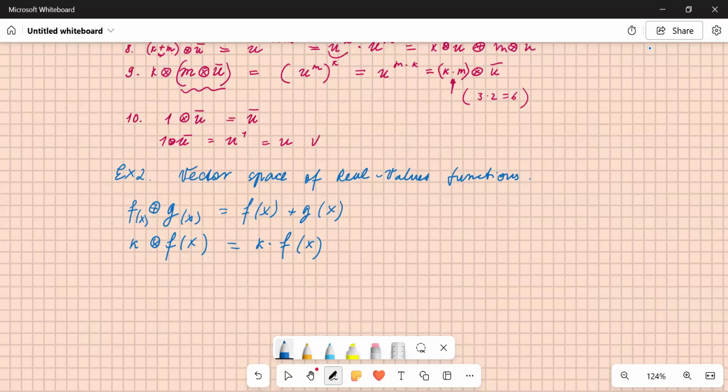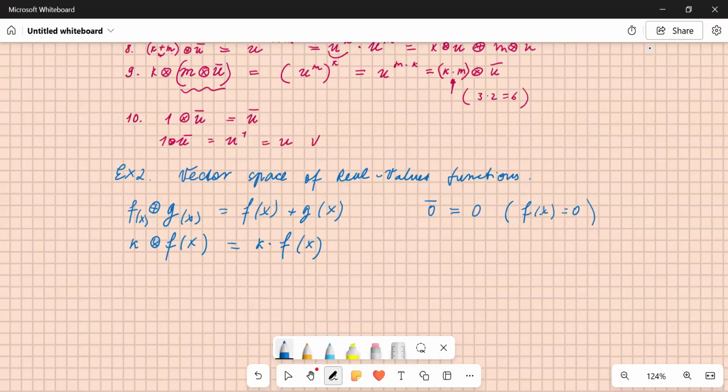For example, what is going to be actually zero here? That's going to be a zero function. Zero function is just a constant zero. So I'm going to write it down that the zero vector here is going to be just the zero function, like f of x equals zero, a constant function. It's not going to be just one zero, it's going to be lots of zeros actually. Well, that's just an example.